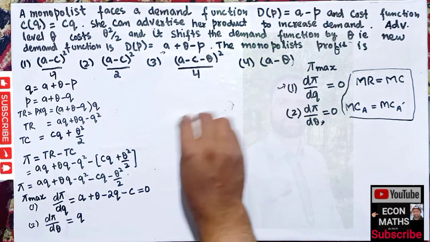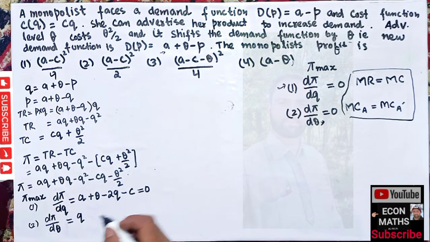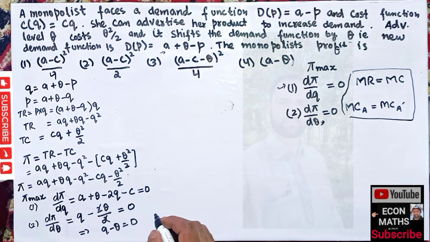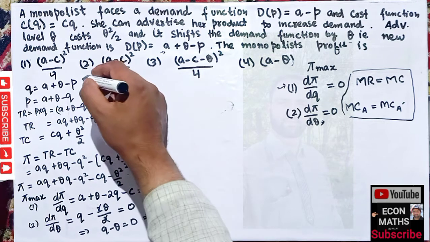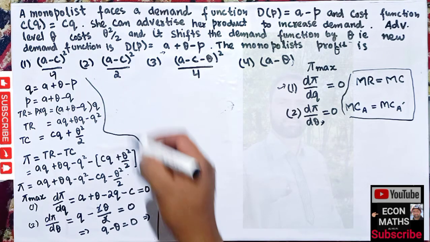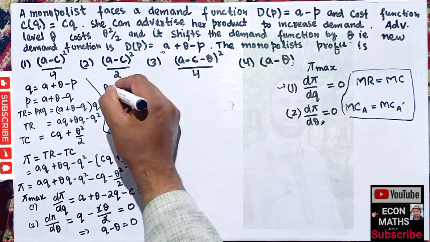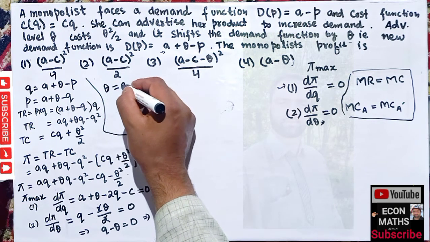So this will become minus 2 theta divided by 2, and 2 and 2 get cancelled, which is equal to 0, which implies q minus theta is equal to 0, which implies theta is equal to q.